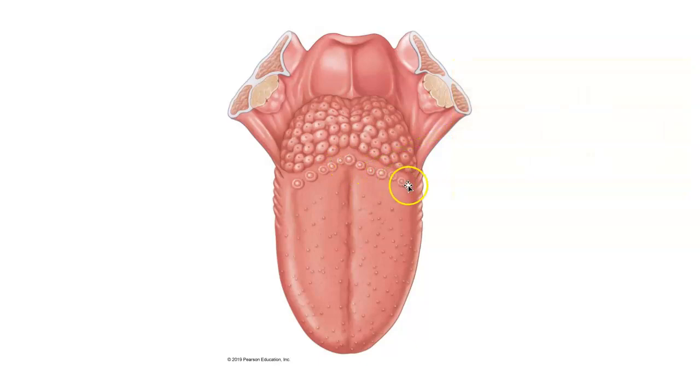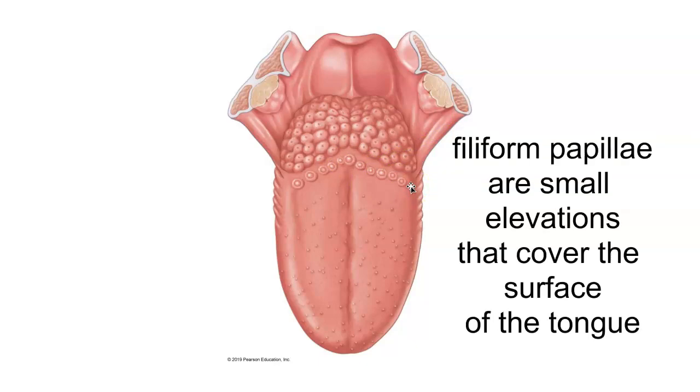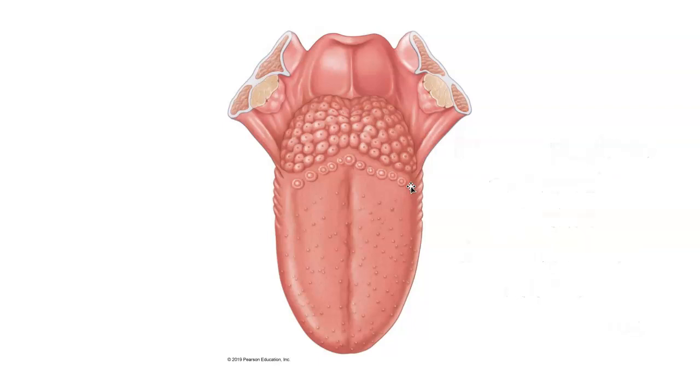And then other than that, the tongue is coated with papillae that don't contain taste buds. Those are called the filiform papillae. They just make the tongue a rough surface that is more effective in manipulating food.